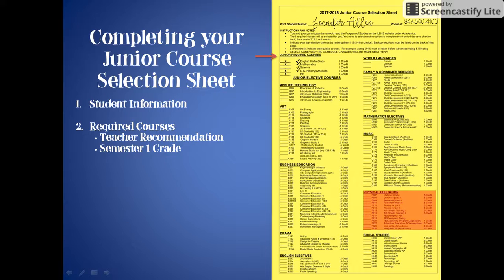Next, you'll want to take a look at the PE area. You'll need to select 2 courses, 1 per semester for PE. If there's a 1 after the title, it means it's fall. If it's 2, that means it's spring. If you are on a varsity sport as a junior or senior, you may be exempt for that semester.